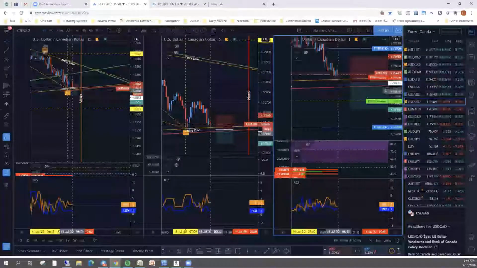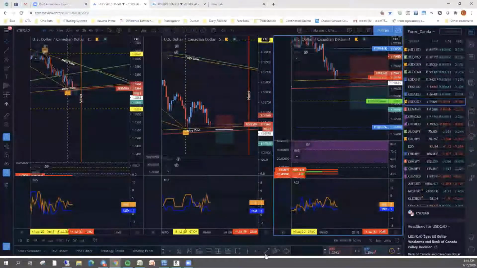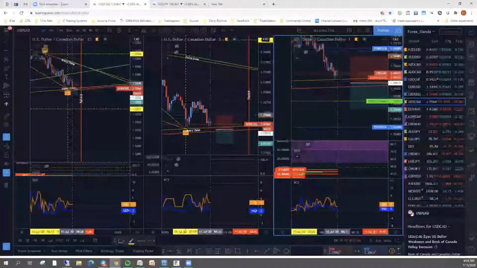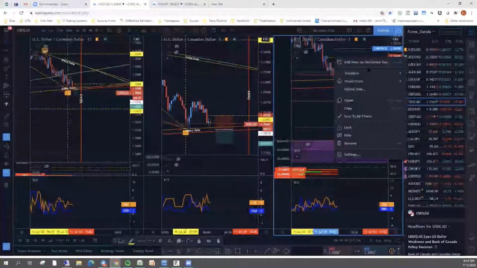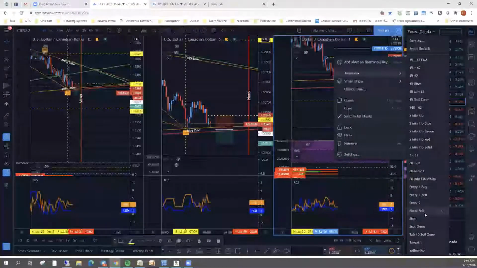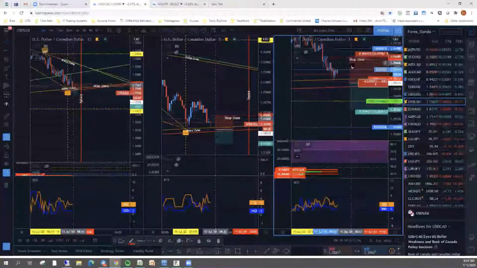So if I do get into this trade, my first point of stop is going to be probably right at this candle, the top of the red candle on that one. That'd be probably the beginning of my stop zone.